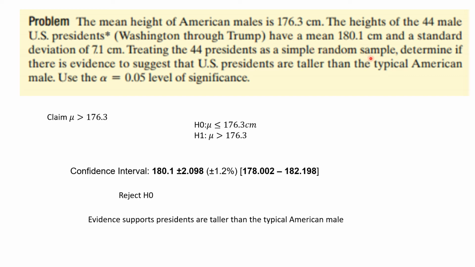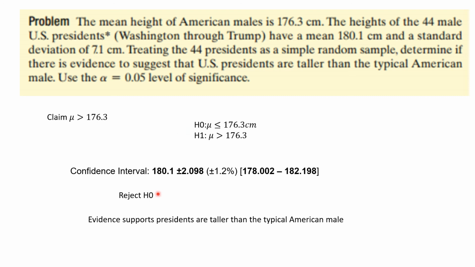Treating them as a simple random sample, determine if there is evidence to suggest that US presidents are taller than the typical American. And we're going to use alpha equal 0.05 level of significance. That means that this is a 95% confidence interval we do. And we've learned how to construct confidence intervals for the mean. That's using the t-distribution. First of all, our claim is that mu, the mean height of the presidents, is bigger than 176.3. That becomes our H1. That means H0 is mu is less than or equal to 176.3 centimeters.